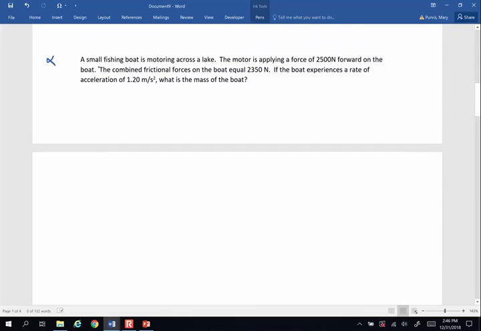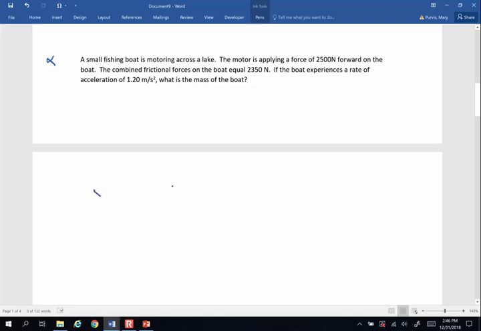Here we go. A small fishing boat is motoring across the lake. The motor is applying a force of 2,500 newtons forward on the boat. The combined frictional forces on the boat are 2,350 newtons. If the boat experiences a rate of acceleration of 1.2 meters per second squared, what's the mass of the boat? All right, hit pause, try it.